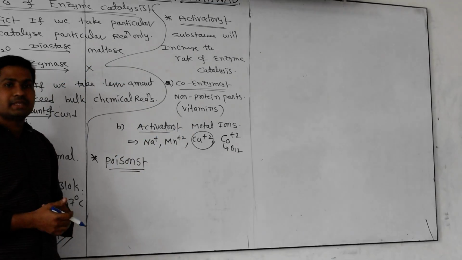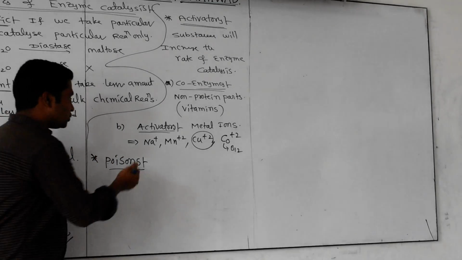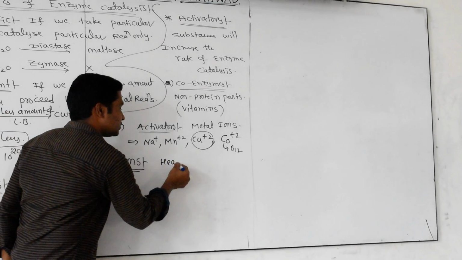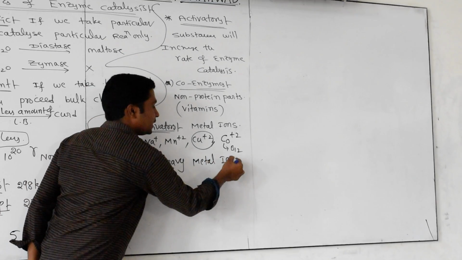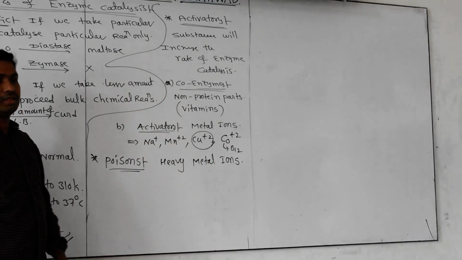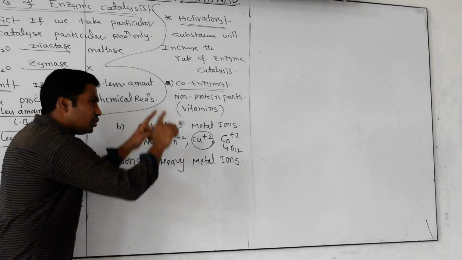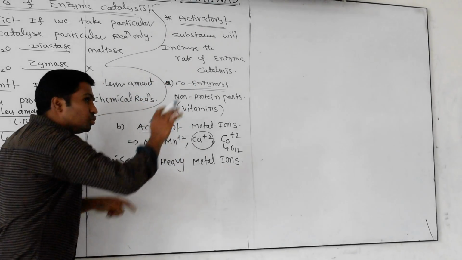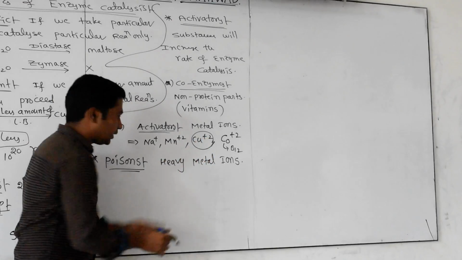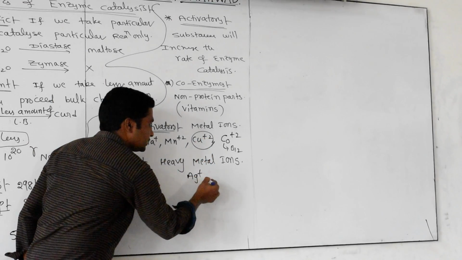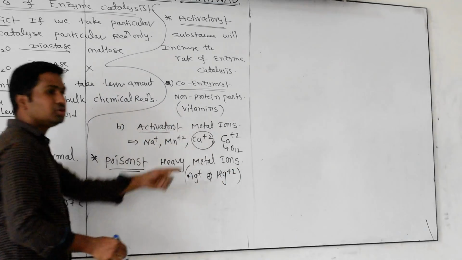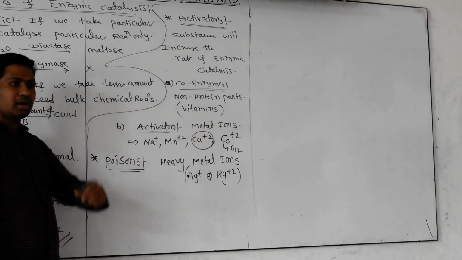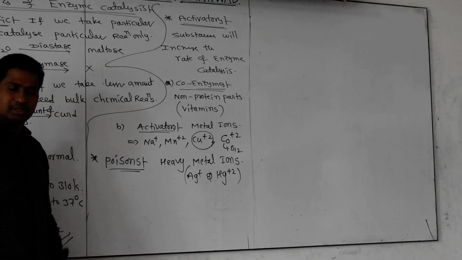What will act as poisons, and how will they act? Generally heavy metal ions act as poisons. Which heavy metal ions? Do you know? In the d block elements, the last two groups: silver and mercury. Silver means Ag+, and the other one is mercury, Hg+2. These two act as poisons. So how do they control the speed of the enzyme catalysis?